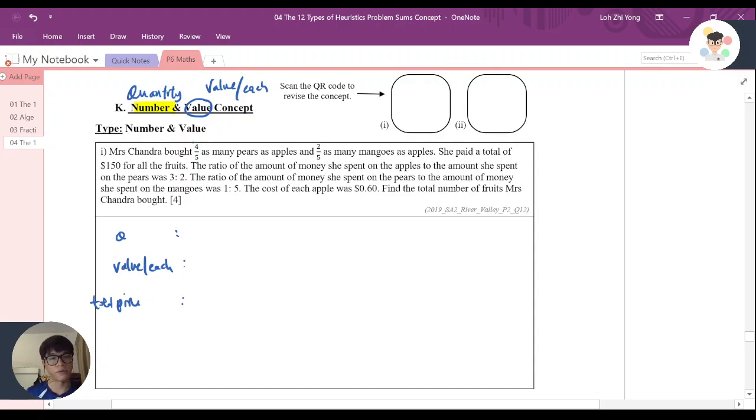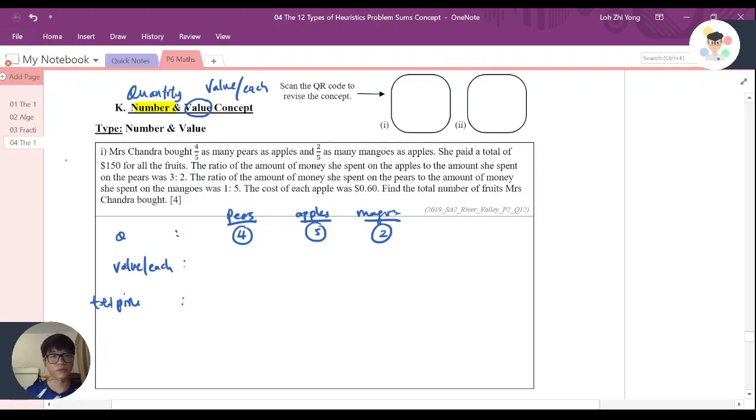Mrs. Kendra bought 4/5 as many pears as apples. So I know I have pears, I have apples, and I saw here I have mangoes. Let me just put here mangoes. It's about 4/5 as many pears as apples. So it's 4 to 5. And 2/5 as many mangoes as apples. So I know here is 2 and here is 5. So it nicely fits in.